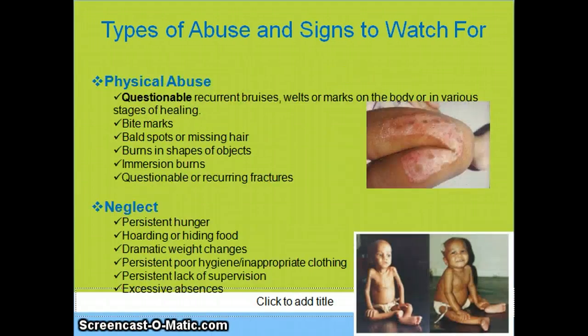Physical abuse, I would be very careful here. If a child is just falling down all the time and has bruises on their knees, that is not a questionable bruise. So take into account the stage of development the child's in. Neglect: persistent hunger, coming to school hungry, or persistent poor hygiene, never having any supervision, or excessive absences. Also, you need to be aware of fellow teachers abusing their rights as a teacher and using the child.